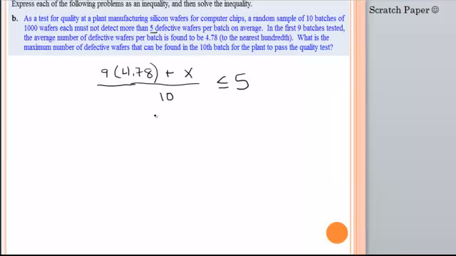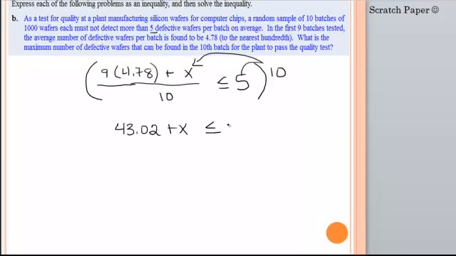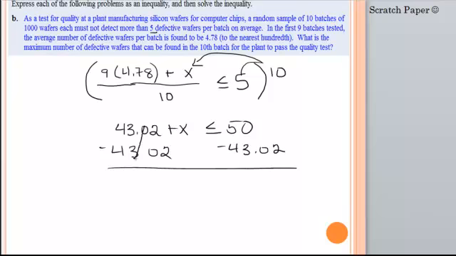So multiply 9 times 4.78, and we get 43.02 plus x. Now I want to go ahead in the same step and multiply everything by 10. So when we multiply this one, we just get the numerator. That's less than or equal to 5 times 10, which will give us 50. We need to subtract this 43.02. So this is 0. x must be less than or equal to 6.98. So in that last batch, they can only have 6.98 defective wafers to pass the quality inspection.